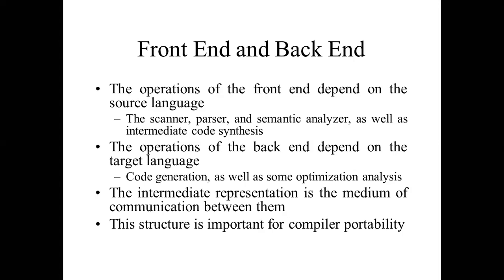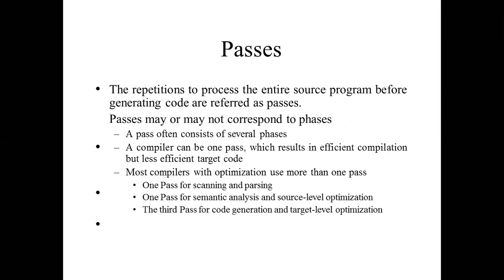The operations of the back end depend on the target language. The back end means what we are getting at the output. Before getting the output, we do code generation as well as optimization. As I have already told you, we again do the optimization to get the target code. The intermediate representation is the medium of communication between them.